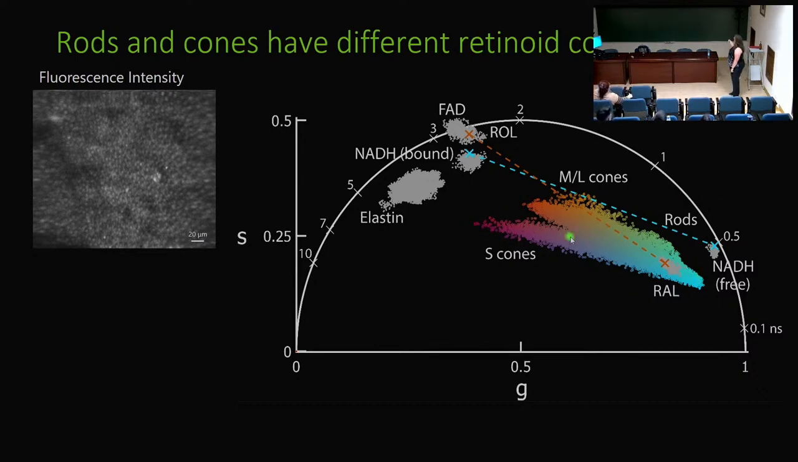The S cones are sitting out here, almost looking like they're shifting towards elastin, but I don't think there's elastin in S cones, just to be clear. I think there's a fluorophore, something there that we've missed. We need to find what's going to be out here with a longer fluorescence lifetime that's going to shift those S cones in that direction. And so we're looking now at what potential molecules we could consider to characterize as a possibility within our S cones.